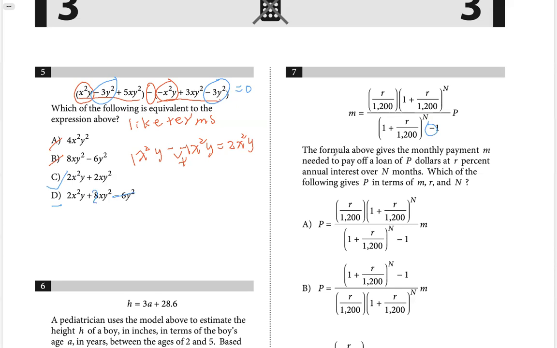So let's see the question. The question is saying the formula above gives a monthly payment M needed to pay off a loan of P dollars at R% annual interest over N months. Okay, so this is the payment equation. Which of the following gives P in terms of M, R, and N? Which means we want to solve for P. We want to write P in terms of other variables. Well, let's check this. Let me just erase everything first.